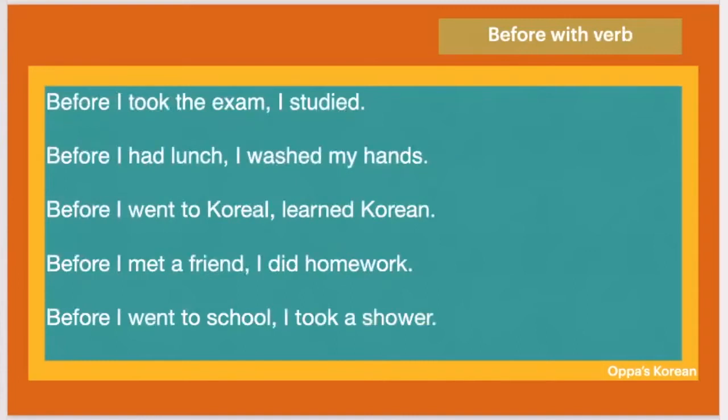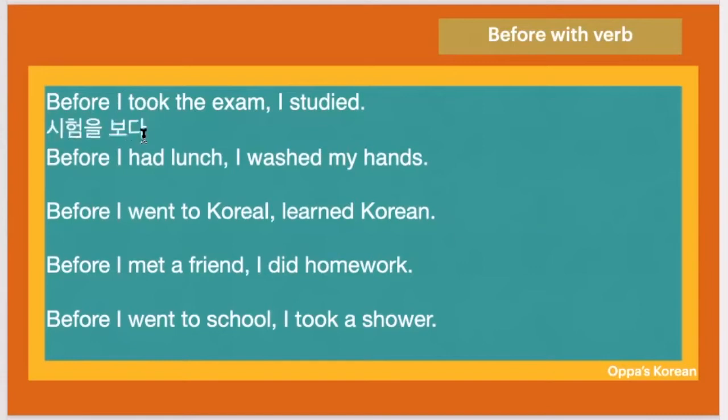Now, before with a verb. Here are also 5 sentences. Let me show you how to use it in extra sentences. Before I took the exam. To take an exam is 시험을 보다. So 보다 is the verb and the stem is 보. So stem plus 기 전에, then I study. 저는 공부했어요.